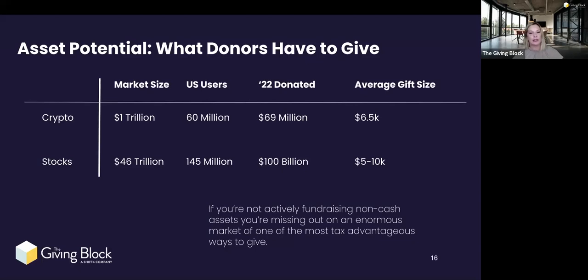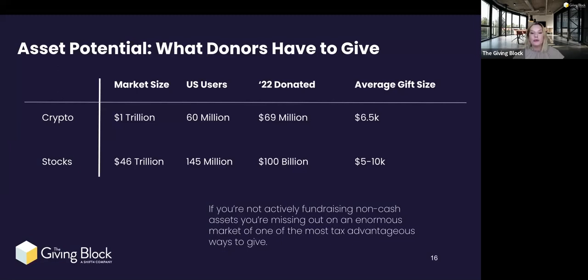Stock gifts can be a little bit complex, and I'm sure a lot of you have dealt with that laborious process of getting the stock gifts in and processing them. But you really truly see the potential here. With 145 million stock users in the US, this is a huge opportunity, with just last year alone over $100 billion in stocks donated.